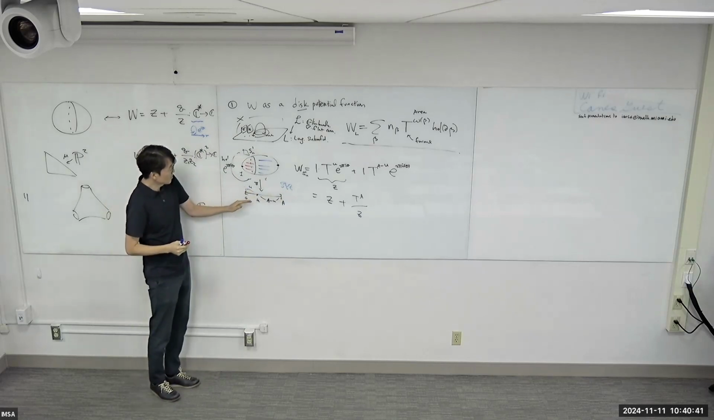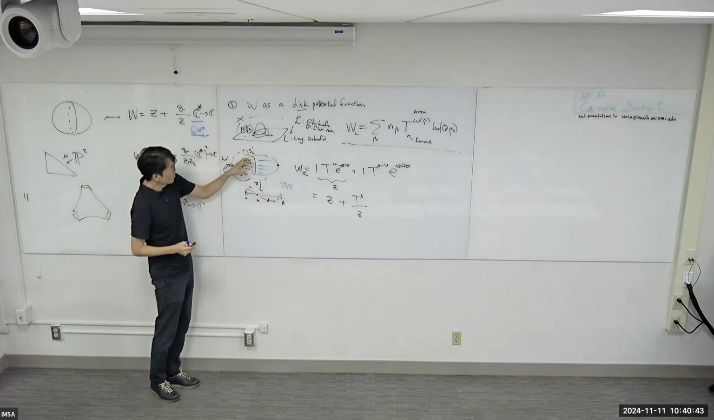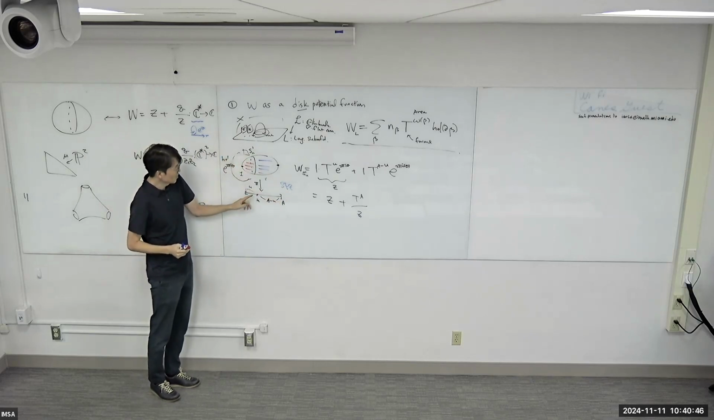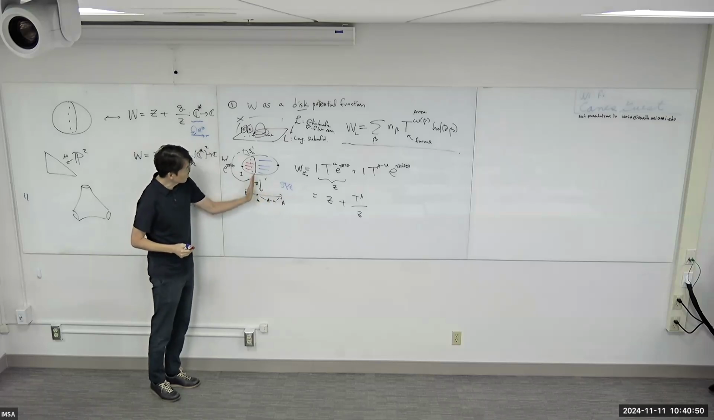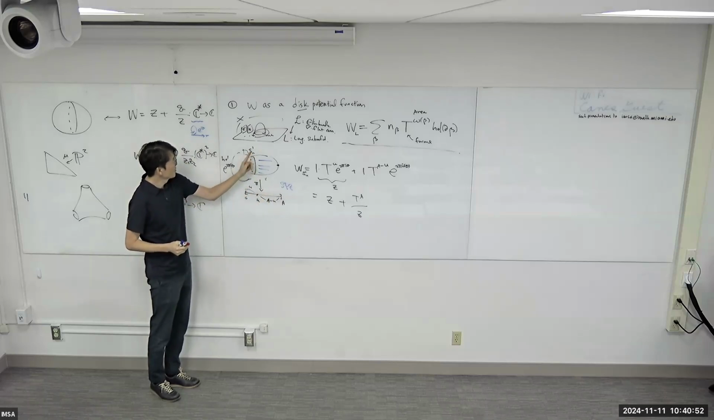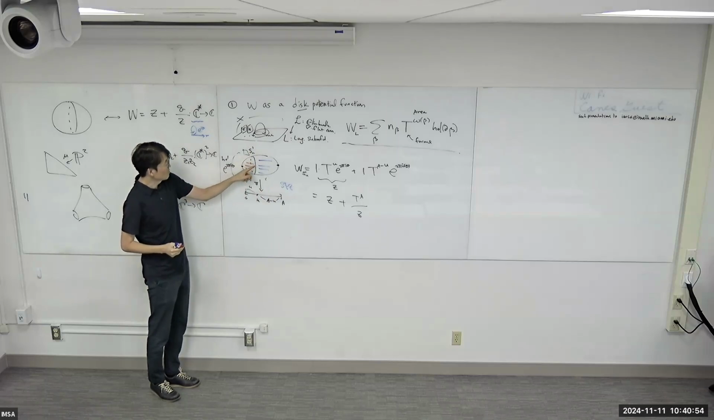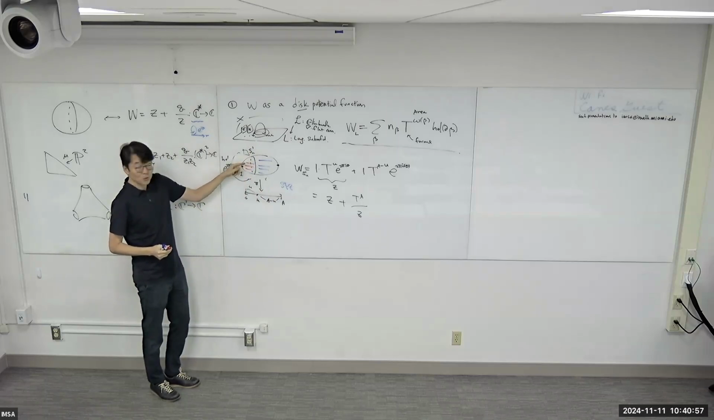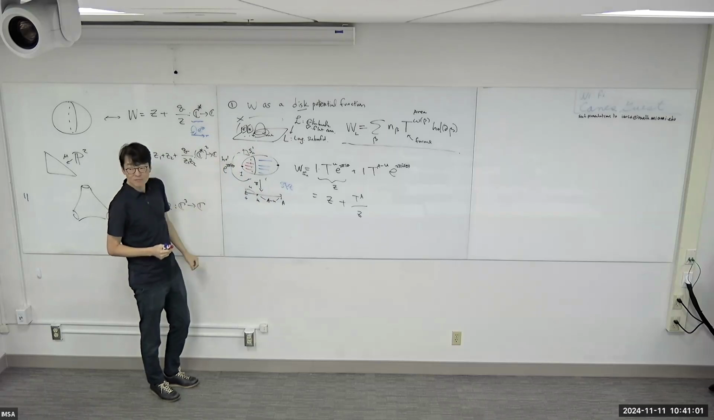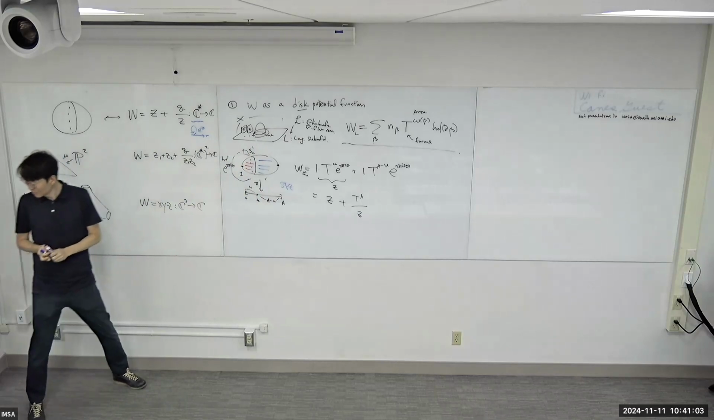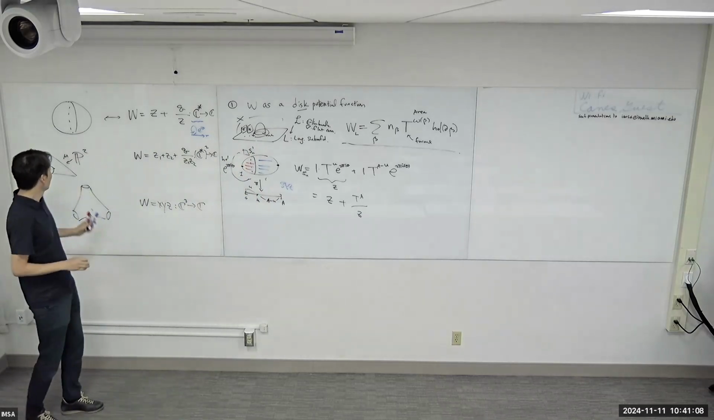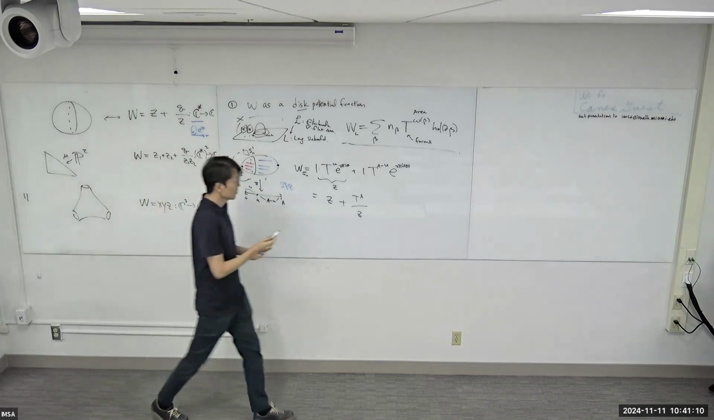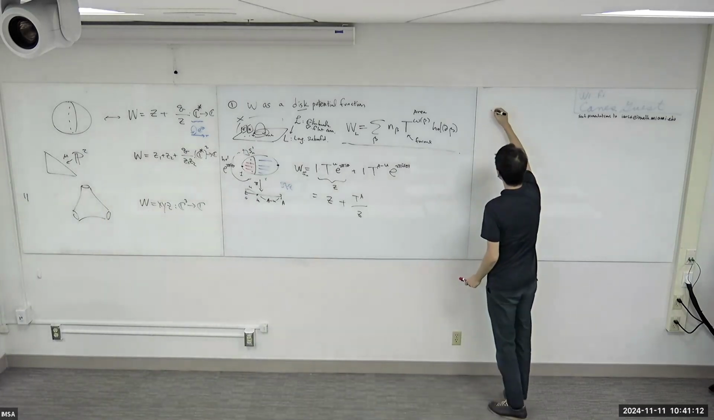So SYZ claims that mirror is given by dualizing the torus fibration. So the kind of location of our fiber doesn't change, but the dual torus can be interpreted as a holonomy along the torus. So that's the dual torus. Okay. All right. So how about the second, P2? It's almost similar.